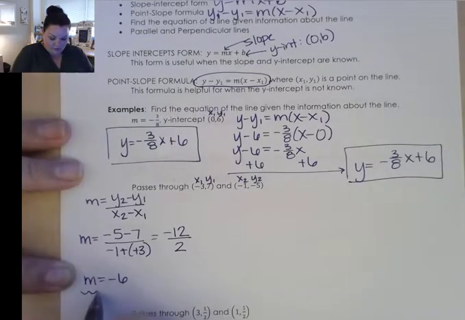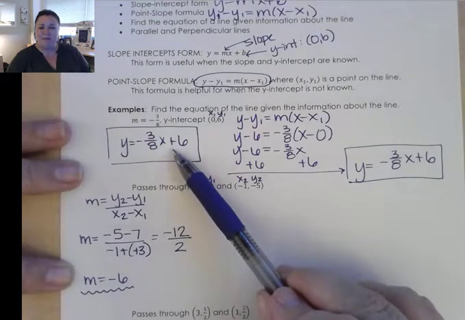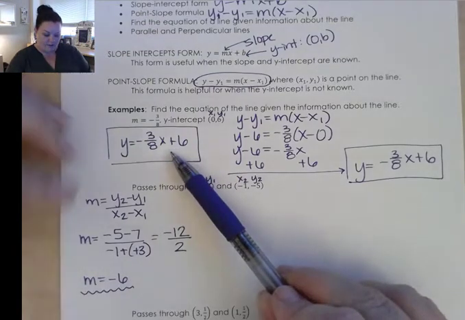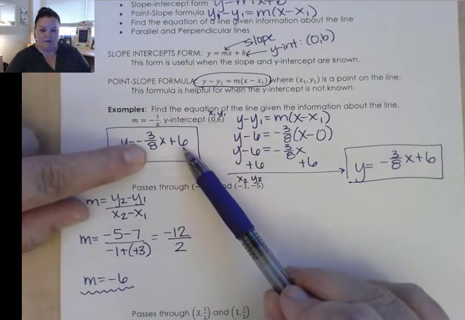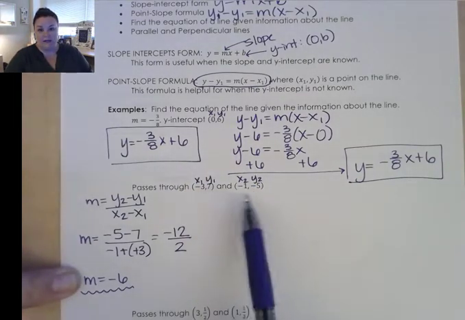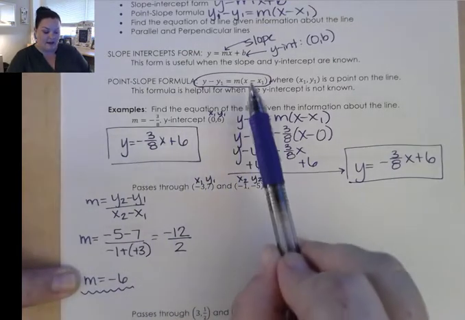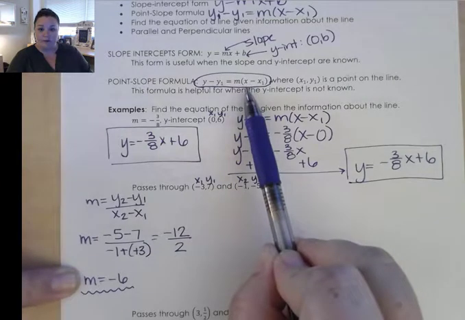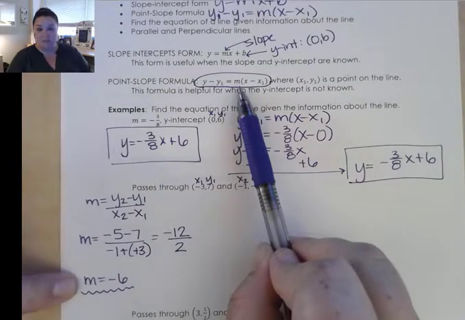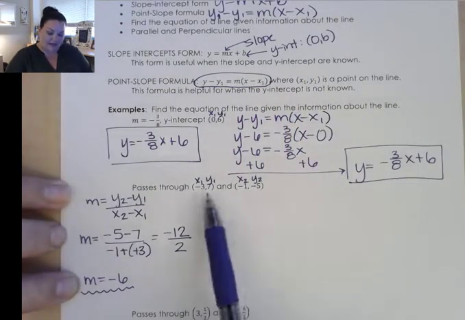Okay, so now I know the slope, but in order to find the equation of the line in y equals mx plus b form, I have to know the slope and the y-intercept. So I have my slope, but notice neither of these points is a y-intercept. So if neither of them are y-intercept, I can't just plug it directly into y equals mx plus b. I have to use my point slope formula. So to use the point slope formula, I need the slope, which I just figured out, and any point on the line. So I could use either of these.